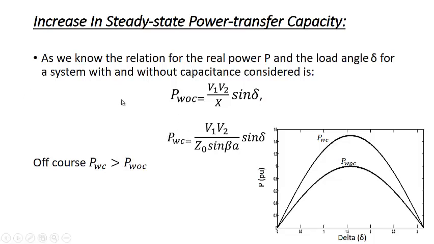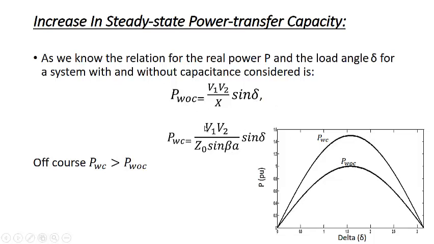In that case, the P-delta curve for an uncompensated system will be given as V1 V2 by X sine of delta, where V1 is the voltage at the sending end, V2 is the voltage at the receiving end, X is the impedance between these two, and delta is the angle between this voltage and this voltage. So the curve when we draw P with respect to delta will be this curve.